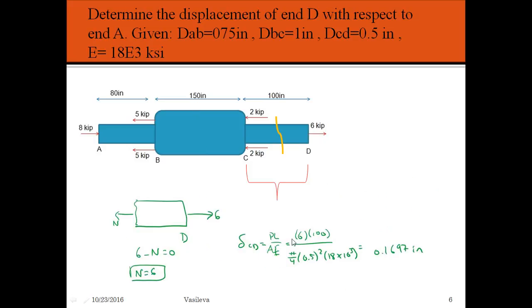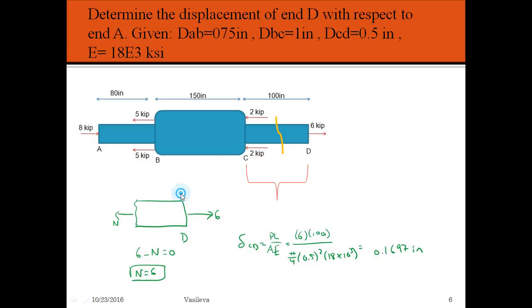And finally I do section CD. For CD, I look at everything to the right because I only have to analyze one force, and N equals 6 kips here. I plug that in for my P, and I plug in all the lengths, A and E, and I end up with 0.1697 inches.